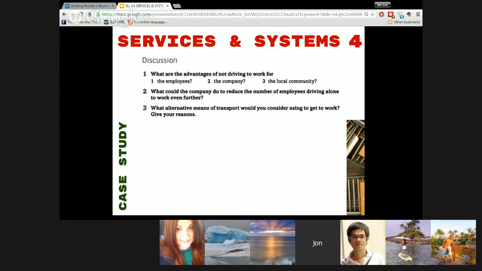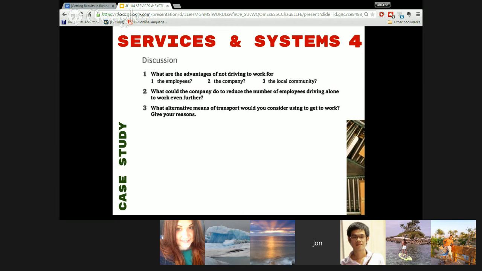By the way, last question here, a little bit of brainstorming, Mr. B. Question number 3: what alternative means of transportation would you consider using to get to work? If you were told you can't drive because we want to have an environmentally friendly organization.